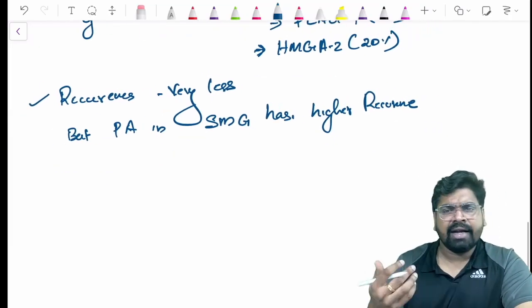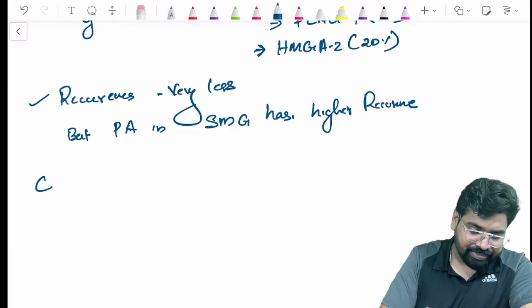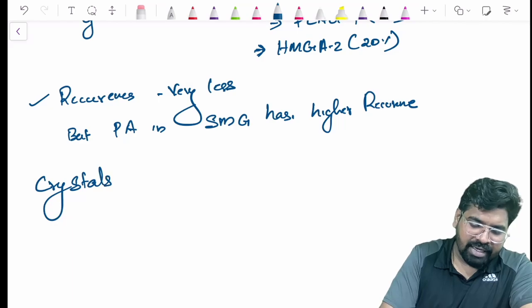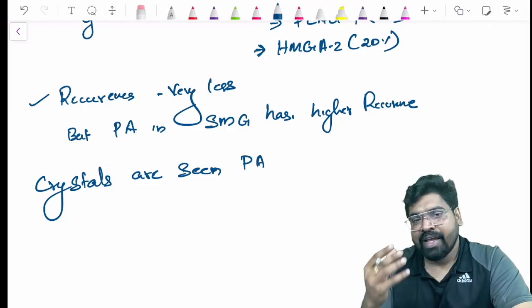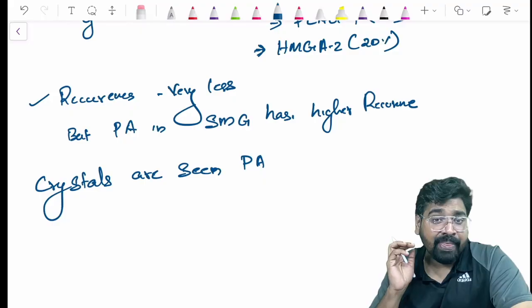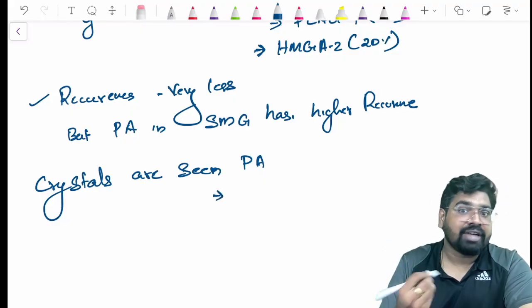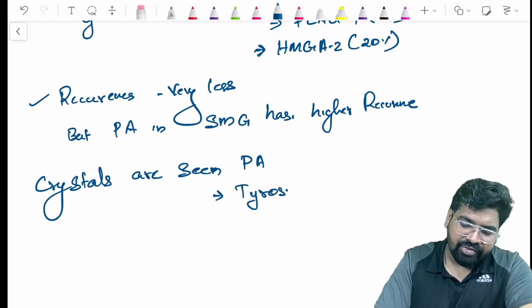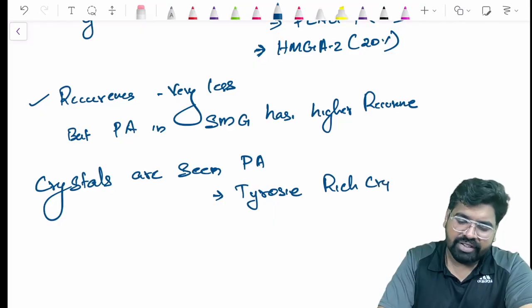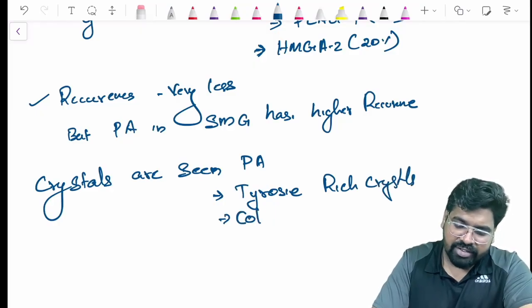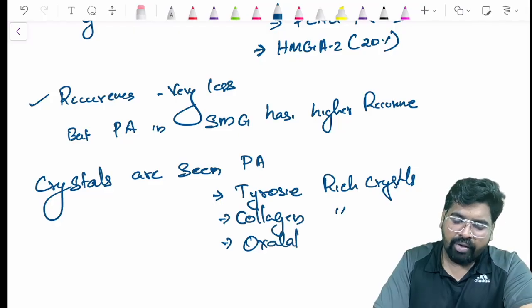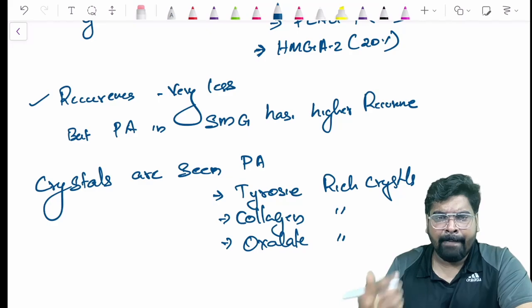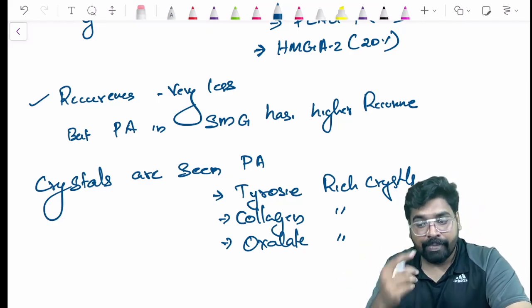And other than the histology, you can sometimes see crystals in pleomorphic adenoma. If you see the histology, you can see some kind of crystal structures in the tissue. So what are those structures? Examples are tyrosine-rich crystals, collagen-rich crystals, and the last one is oxalate-rich crystals. These are the crystals which are seen in the salivary gland in pleomorphic adenoma.